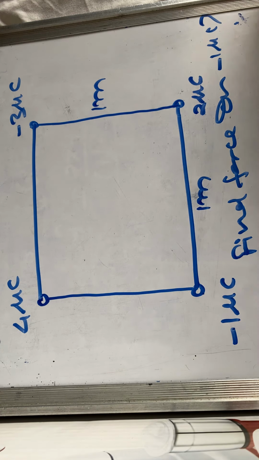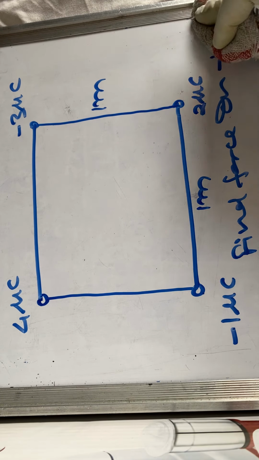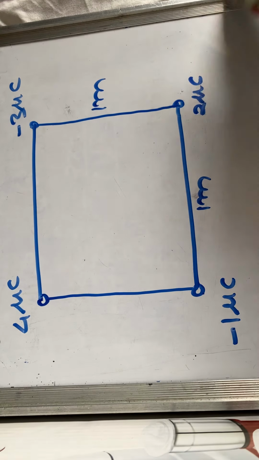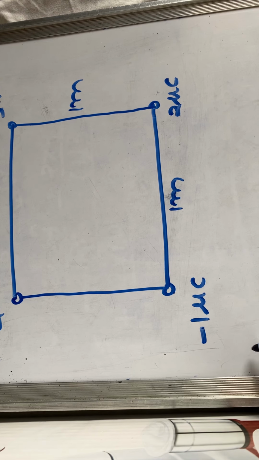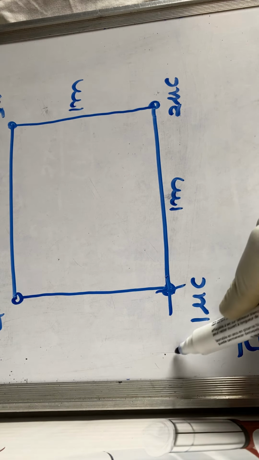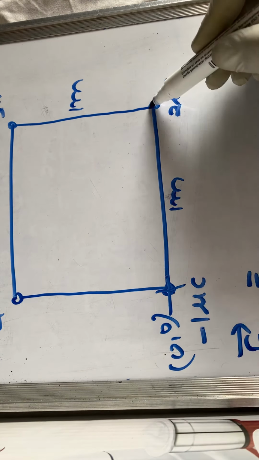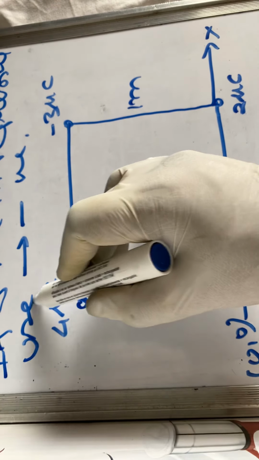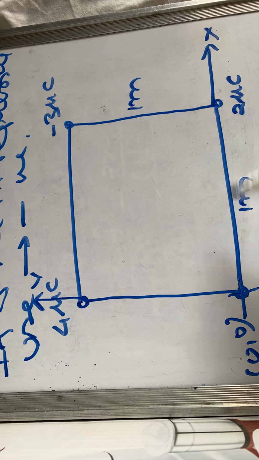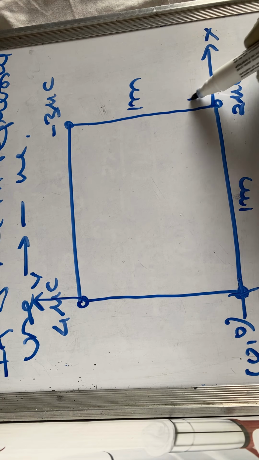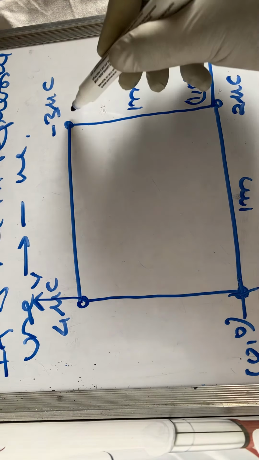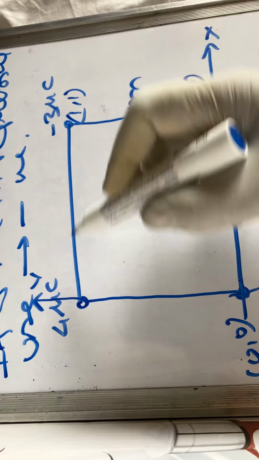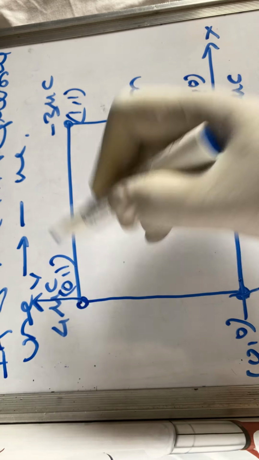So how will we write? See, we can write in just one line. Say the net force acting on the -1 microcoulomb charge. Say this is the origin. Call this your x-axis. Call this your y-axis. Now you can write the coordinates of each charge. This is 1, 0. This is going to be 1, 1. And this is going to be 0, 1.